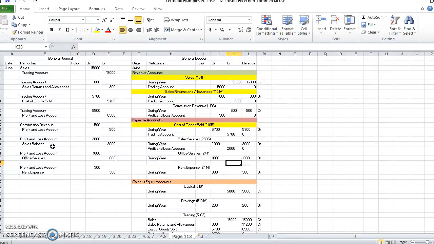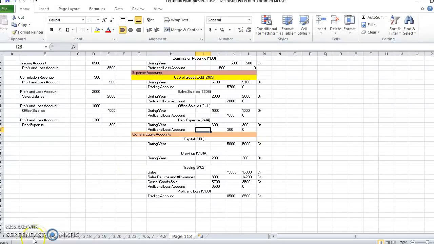Office salaries, same again, it was debit. We're going to credit it for 1,000, giving us 0. The opposing account was the profit and loss account. The rent expense, we credited the 300, giving us a zero balance there. Closing to our profit and loss account.